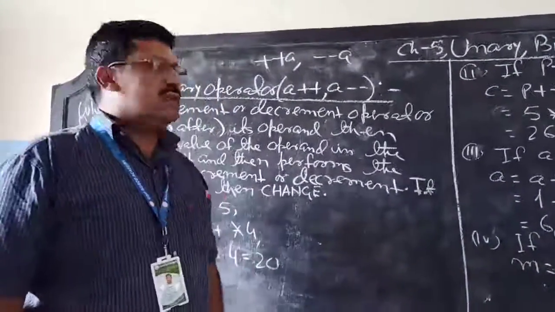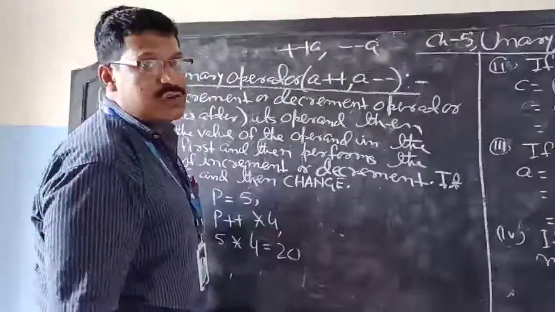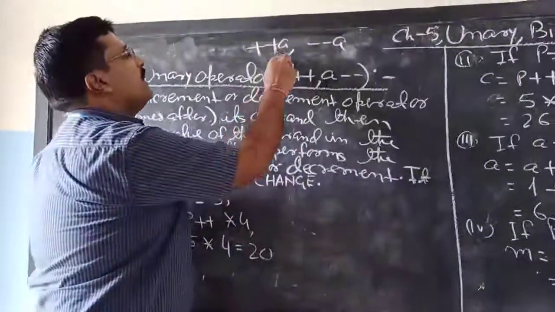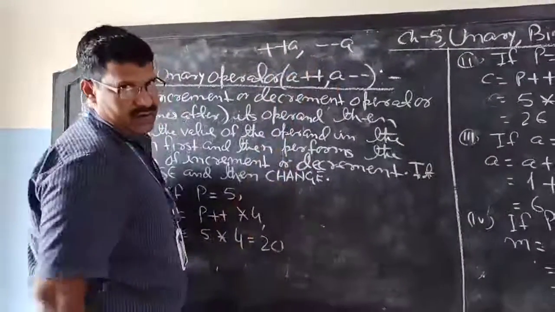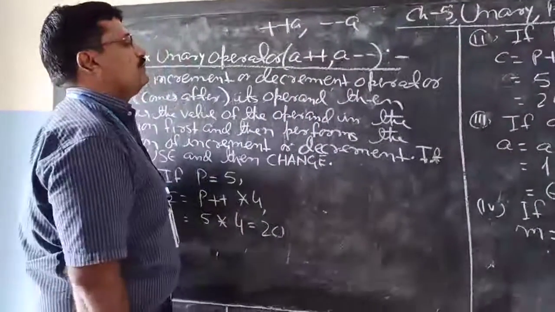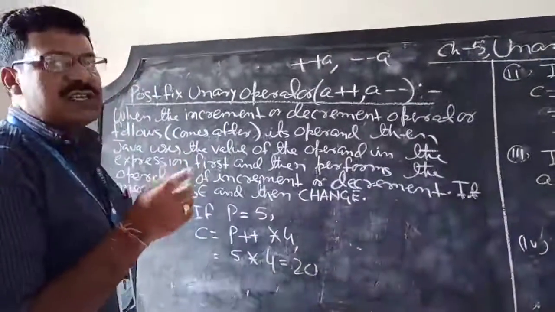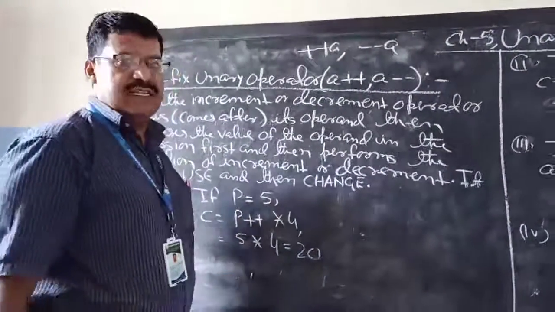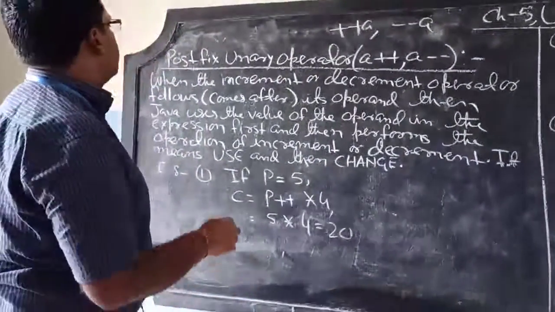In today's class, we are going to learn the postfix unary operator. In the postfix unary operator, the plus plus or minus minus sign comes after the operand. Look here, it comes after the operand. And it works on the principle: first use the value, then change. Just the opposite of prefix. So what is the definition?